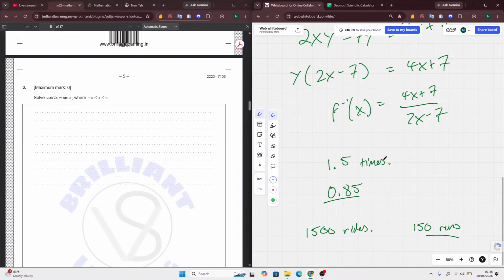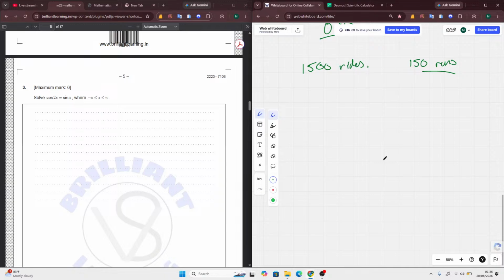Okay. So far, pretty straightforward. Okay, so now we're saying solve cosine of 2x equals sine of x. All right, so we're expecting to actually get solutions. Okay, so cosine 2x equals sine x.